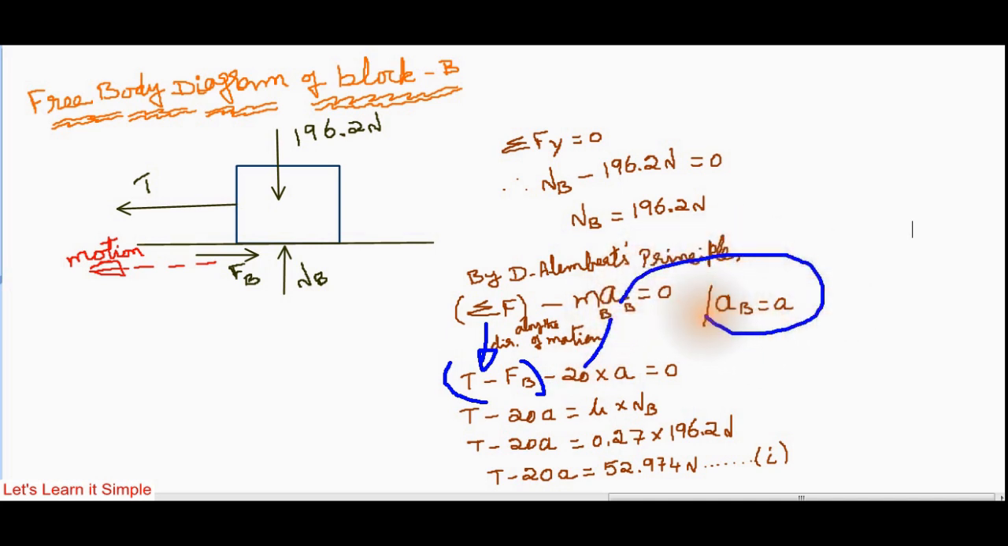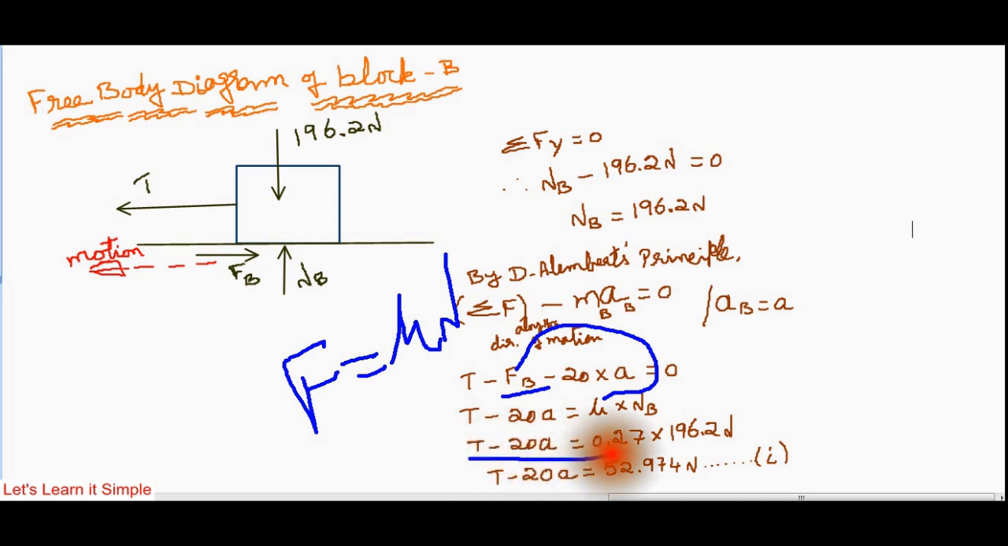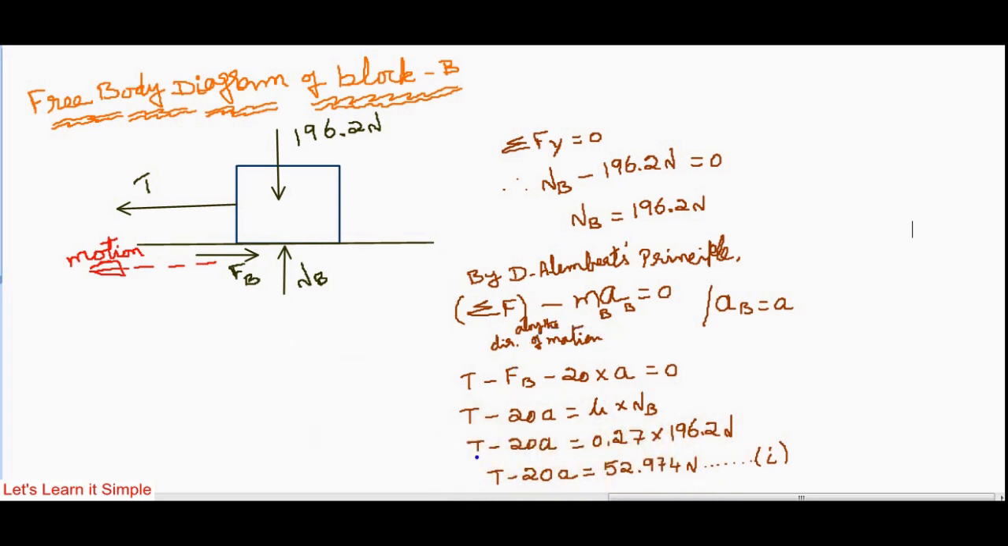Already it is said. Then what is FB? Force of friction is equal to mu N. Mu is 0.27. So in that way, FB is mu times NB. So T minus 20a equals 0.27 into 196.2. Upon simplification, we have the first equation.